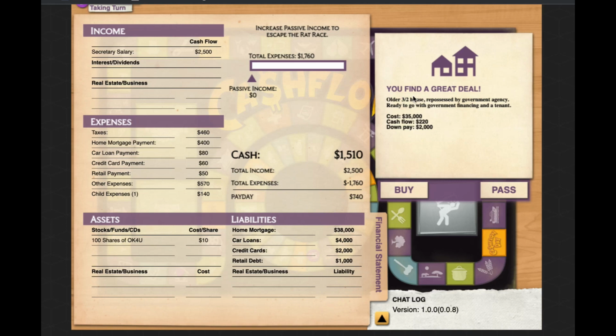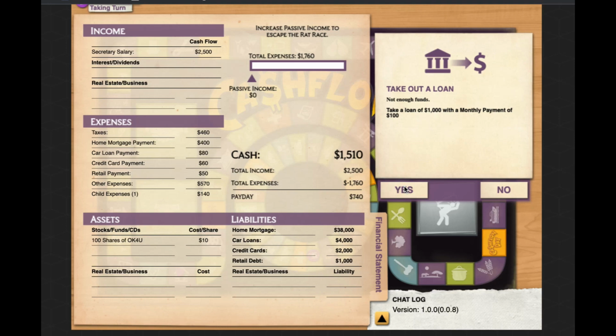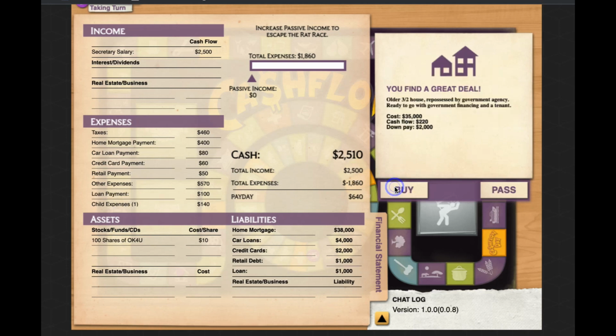So this is a 3-bedroom, 2-bath house, repossessed. The cost is $35,000. The down payment I need is $2,000, and the cash flow will be $220. So what I can actually do here is buy this and take out a loan of $2,000, and the payment would be an extra $200. But in here, I'm gonna put $1,000 down and then borrow $1,000, which means I'm paying $100 to that loan, but my income goes up from that rental property.